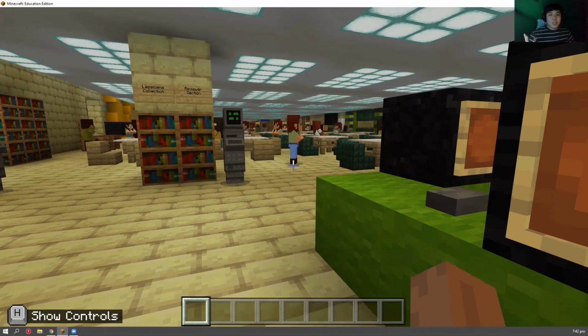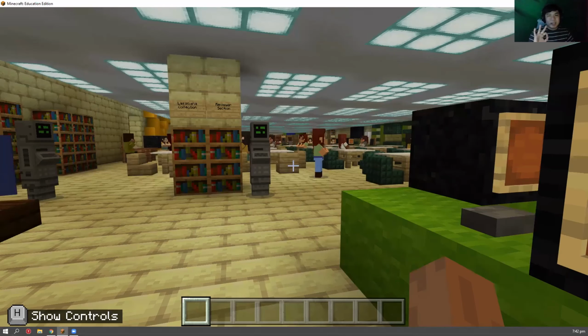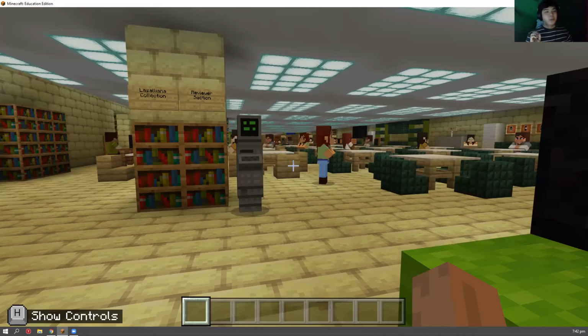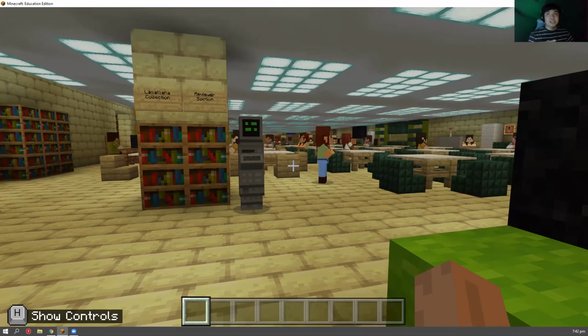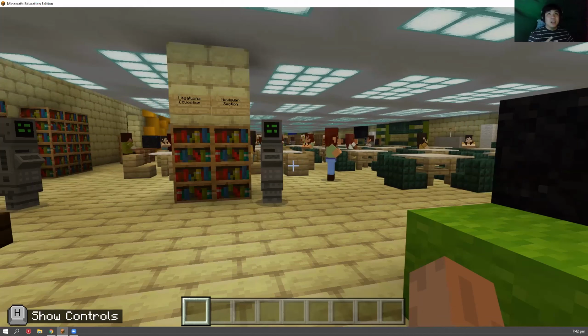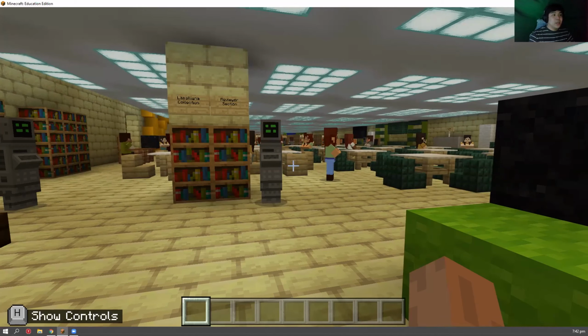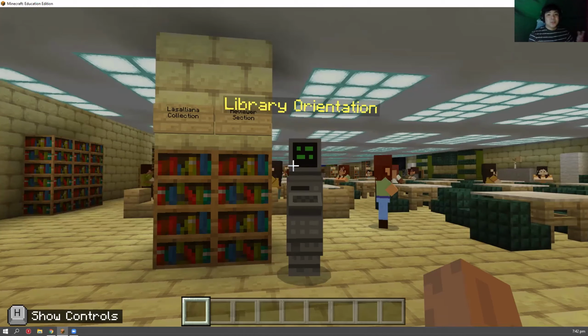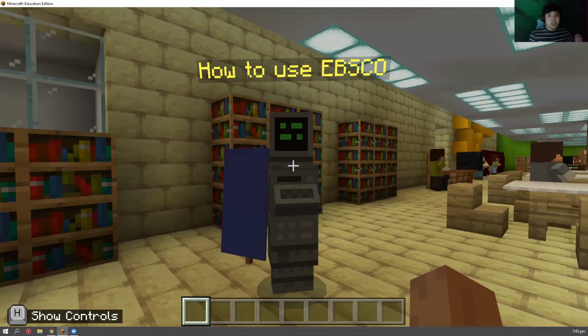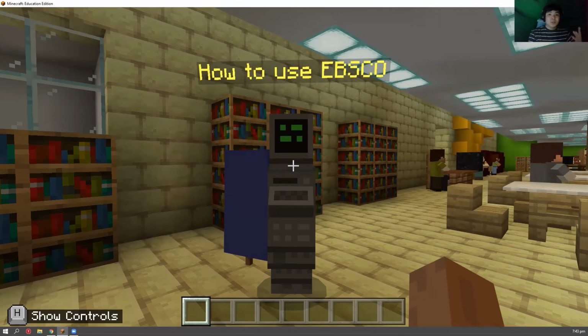In Minecraft, we developed three core components. The first one is the online resources. The second one is the online reference service. And the third one is the information literacy videos that we created. So let's go first to how to use EBSCO. We use non-playable characters, NPCs, to give the students what they need.